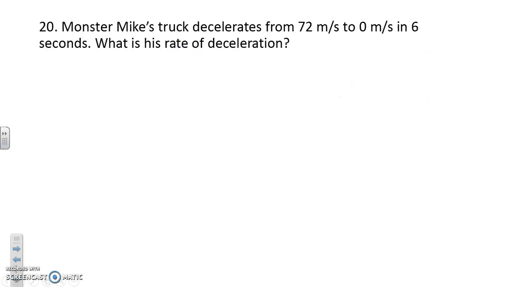All right, number 20, Monster Mike's truck. This decelerates from 72 meters per second to 0 meters per second in 6 seconds. Now, I told you guys that decelerating means what? Negative acceleration. So anytime you see decelerates, I want you to write negative acceleration, or negative acceleration. Either one's the same thing. Okay, so they want to know what is the rate of deceleration. They want to know what is his rate of negative acceleration.